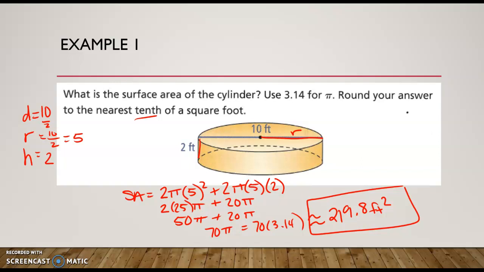And so that's how surface area of a cylinder works. Find your r, find your h, go through the problem, like plug and chug. That's the best I can tell you. You substitute in the values and you solve for your surface area. All right, next video we'll talk about the surface area of cones.